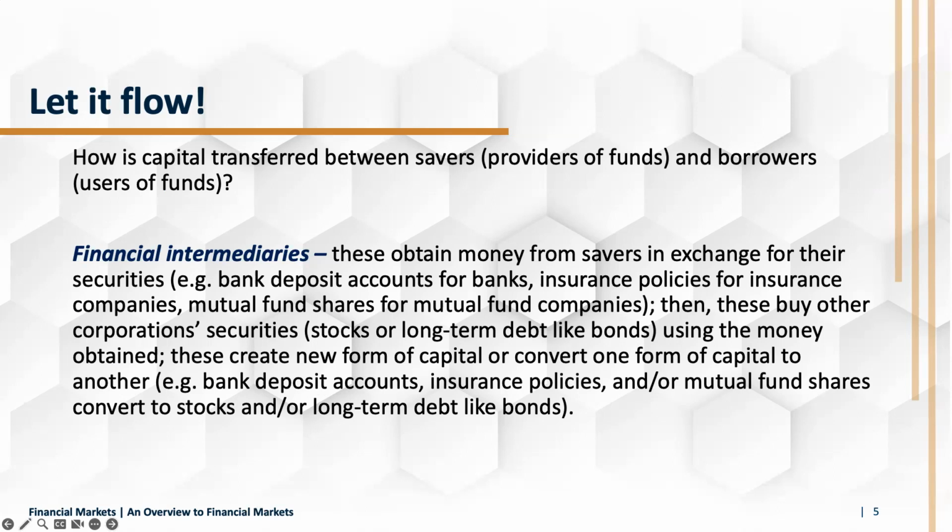So these financial intermediaries will pool these funds from the savers, then they would buy other corporations' securities, meaning stocks or even long-term debt, using the money that they obtained from the providers of funds. Thus, they create a new form of capital and convert one form of capital to another. And that's how, to be honest, that's how they make money.